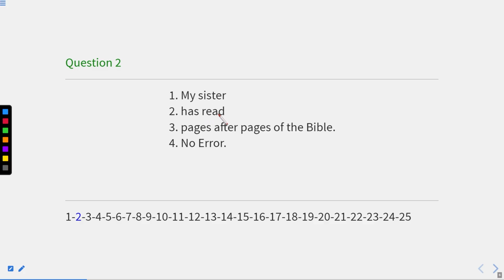My sister has read pages after pages of the Bible. Now, as I told you before as well, if two nouns are connected with a preposition, of course it will make a compound.